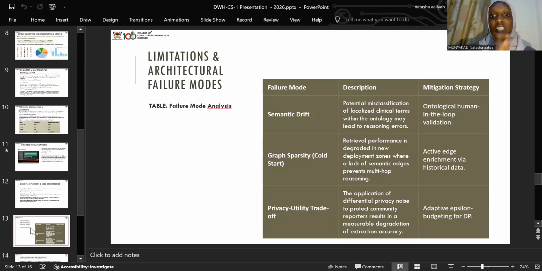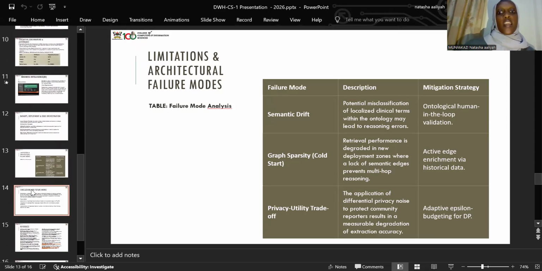Then I'll go to the limitations. Despite the advantages of this architecture, several limitations remain, like semantic drift, where localized clinical terms are interpreted incorrectly by the ontology. There could also be graph sparsity, which can reduce reasoning performance in newly deployed regions with limited historical data. Additionally, applying differential privacy introduces a trade-off between privacy protection and extraction accuracy.